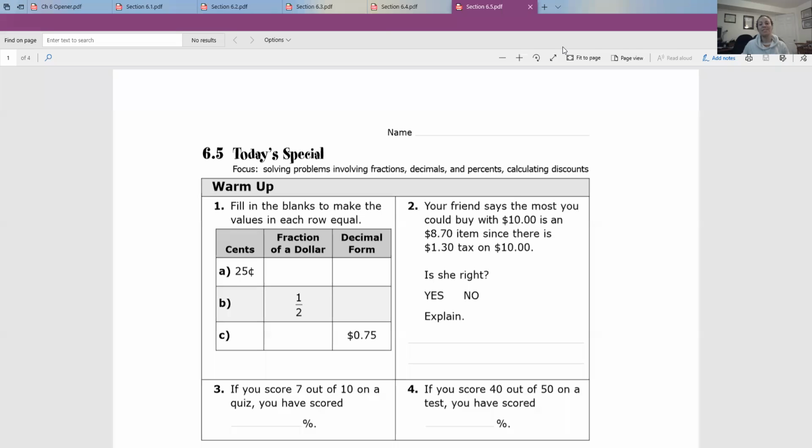Hi everyone, welcome to your last section for chapter 6. We're looking at something called today's special. What we're calculating today are discounts or sale prices of any items that you might find at a restaurant.